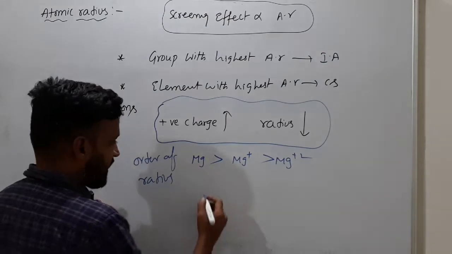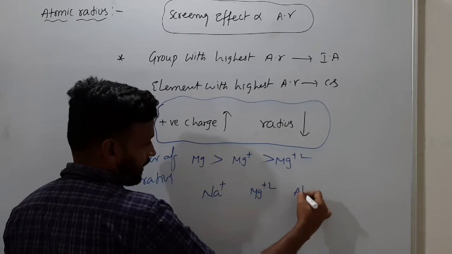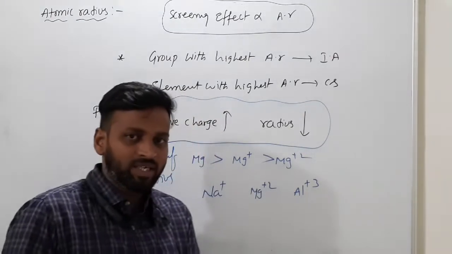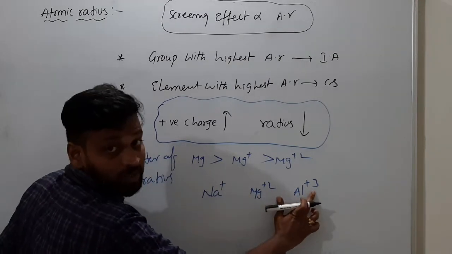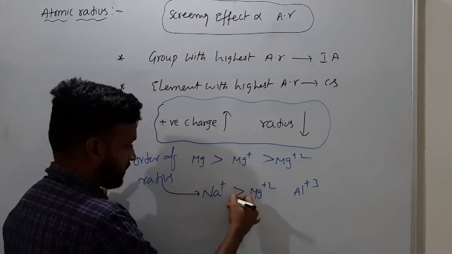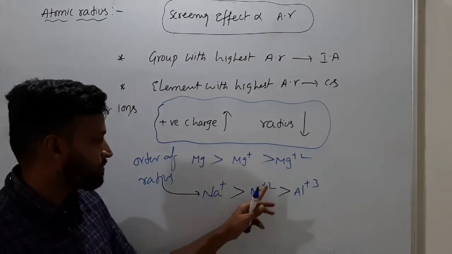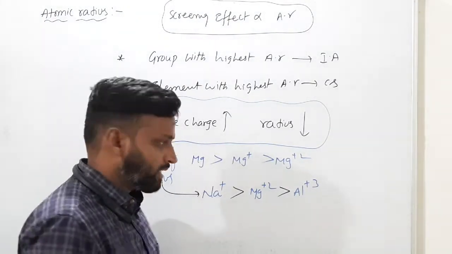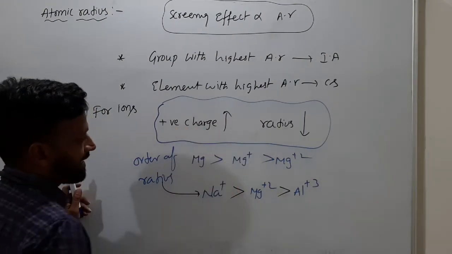For isoelectronic ions like Na plus, Mg2 plus, Al3 plus, isoelectronic species have the same number of electrons. See here, the charge is plus 1, plus 2, plus 3. The more the charge, the less the radius. So what is the order of radius? Na plus has more radius than Mg2 plus, than Al3 plus. Understood? So this is about how charge and radius are related.